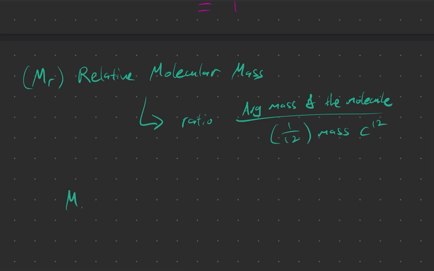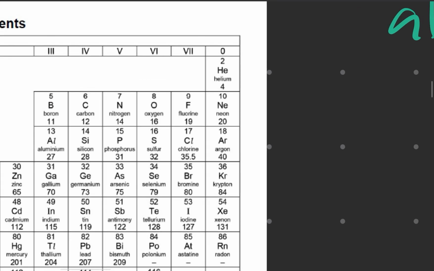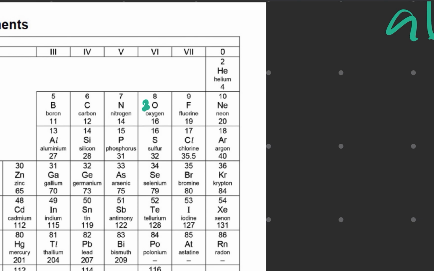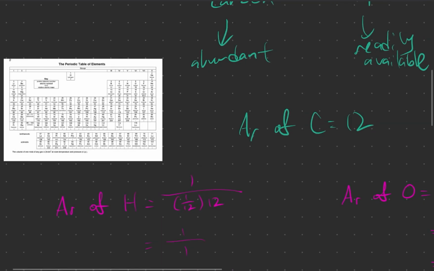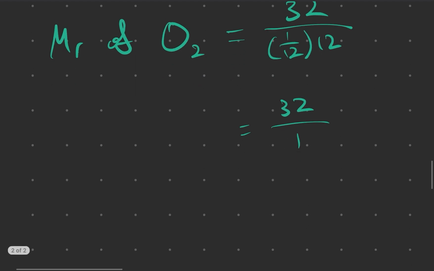So let's try the MR of oxygen gas. For some elements, we don't use AR to find their mass, we use MR. Some examples are hydrogen, oxygen, and chlorine, because they exist as diatomic elements. That means they don't exist as an oxygen atom, they exist as an oxygen molecule. So the MR of O2: we know that one oxygen atom is 16, so 2 would make it 16 times 2, which is 32. So it is 32 divided by 1/12 times 12, which gives us 32 divided by 1, which is just 32.